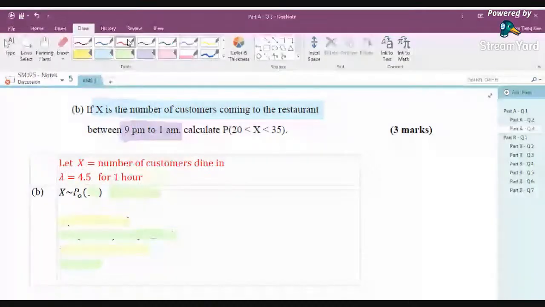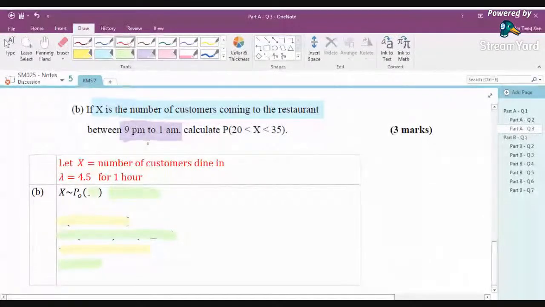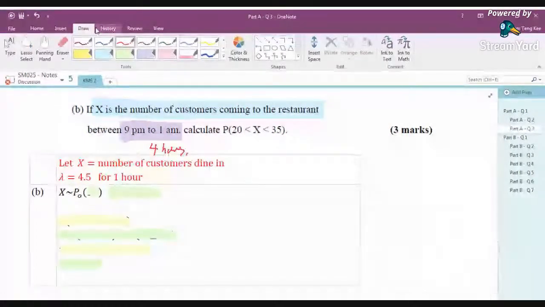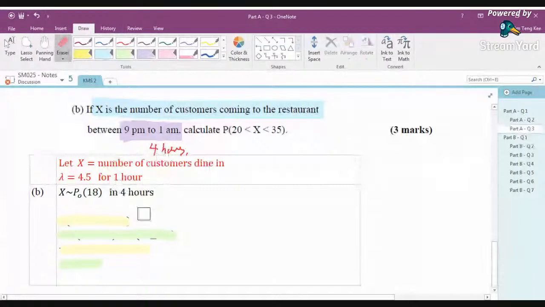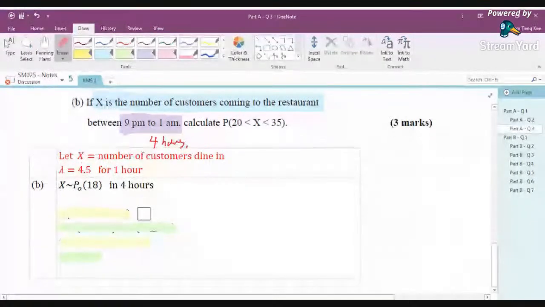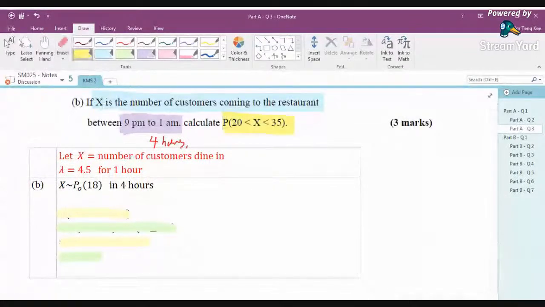And you must take note in here, from 9 to 1 p.m., how many hours there. So by right, from 9 to 10, 1 hour, 10 to 11, 2 hours, 11 to 12, and then 12 to 1, there are 4 hours there. So if 4.5 is for 1 hour, and now we consider a time period of 4 hours, therefore, we will have lambda as 18 for 4 hours. And in these 4 hours, what we're interested to calculate is these probabilities here.